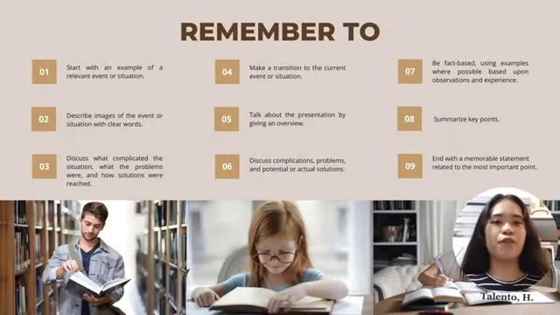When your purpose is to inform, always remember this. Number one, start with an example of a relevant event or situation. Number two, describe images of the event or situation with clear words. Number three, discuss what complicated the situation, what the problems were, and how solutions were reached. Number four, make a transition to the current event or situation. Number five, talk about the presentation by giving an overview. And number six, discuss complications, problems, and potential or actual solutions.